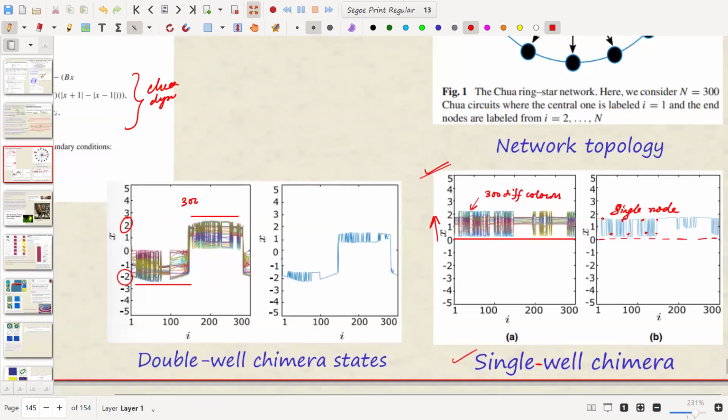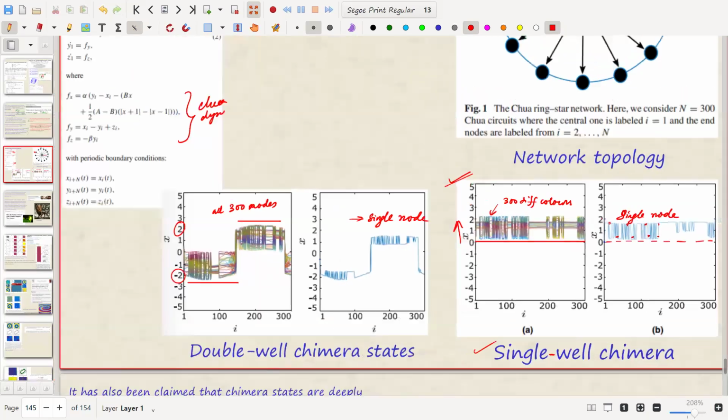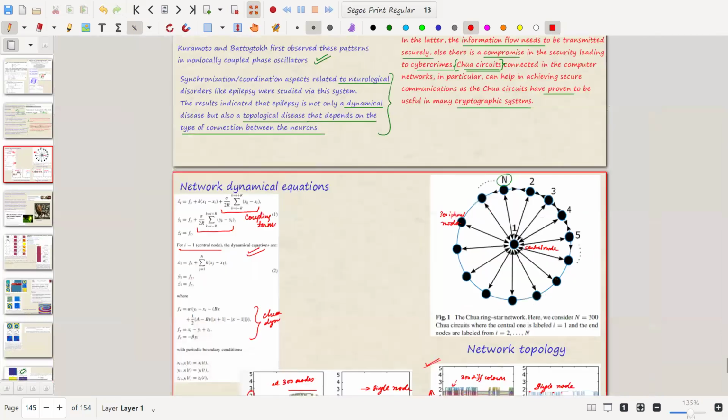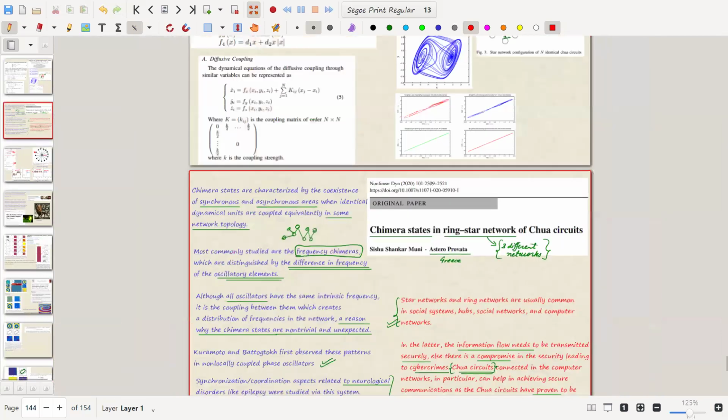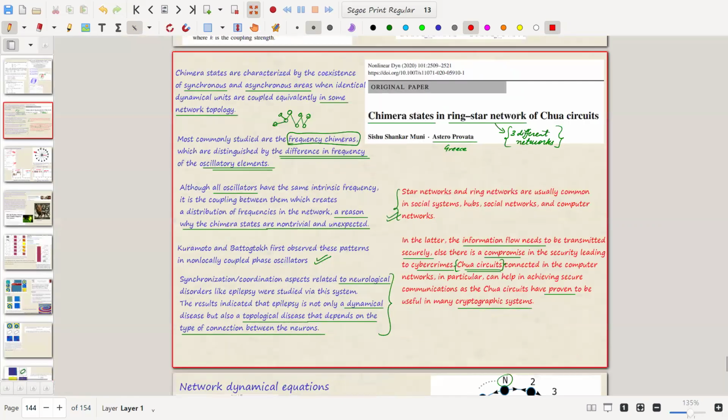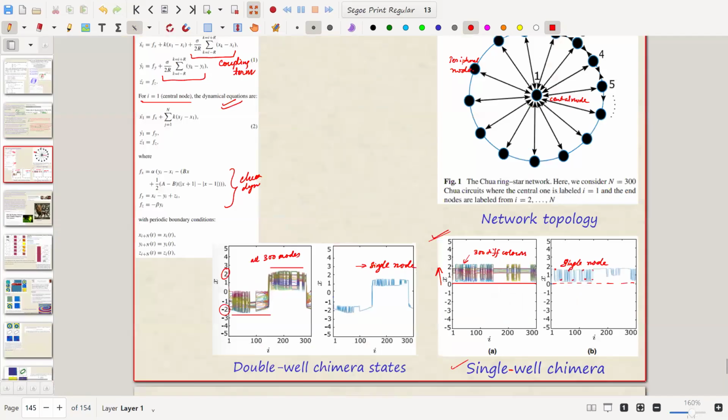This is all 300 nodes we have plotted, and this is a single node. So the idea is, why does it happen? Can you tell? You saw some single well chimera state, you saw some double well chimera state, but why is it like this? Those who attended the Chua talk can tell. Any ideas? At least can you see why sometimes negative, sometimes positive is happening?